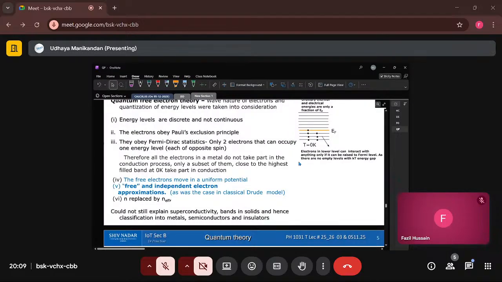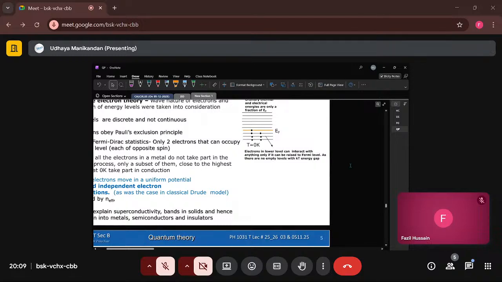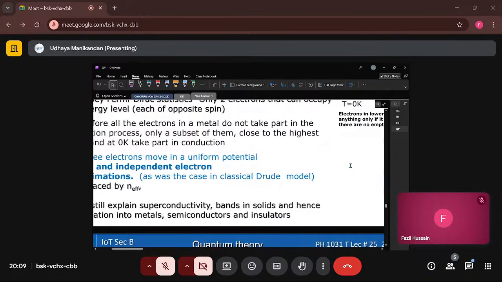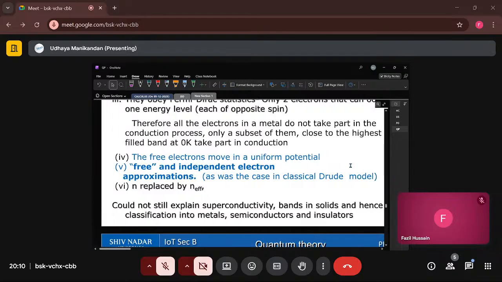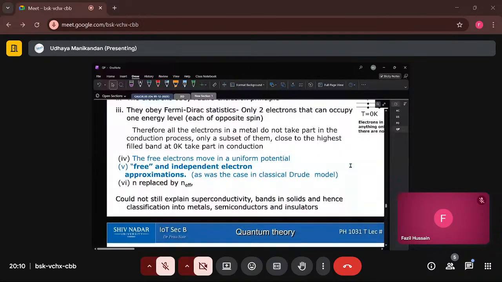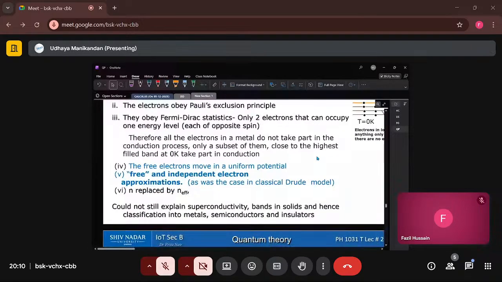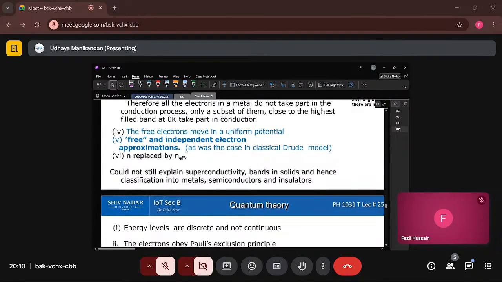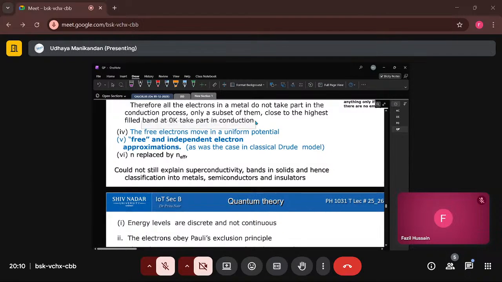All the electrons present in an atom are distinct. They cannot have the same set of 4 quantum numbers. You take any 2 electrons in an atom, and none of them will have the same set of 4 quantum numbers. Therefore, all the electrons in a metal do not take part in the reaction. Only a subset of them, which we call valence electrons. The free electrons move in a uniform potential.